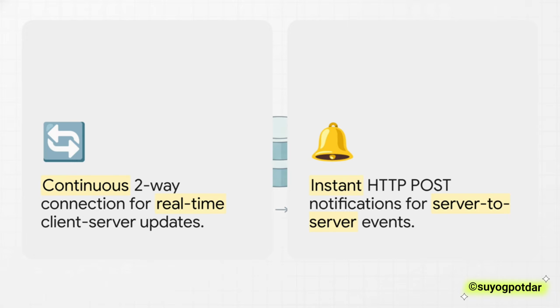But what if a server just needs to talk to another server, like a payment gateway telling your app a transaction cleared? For that, we use webhooks. Instead of polling, the payment server just fires a single instant HTTP post request to your server exactly when the event occurs. It's incredibly efficient.